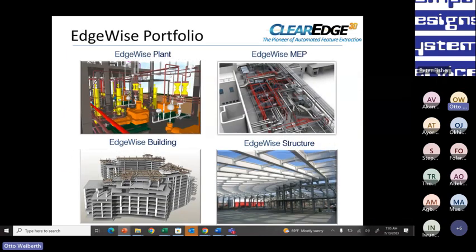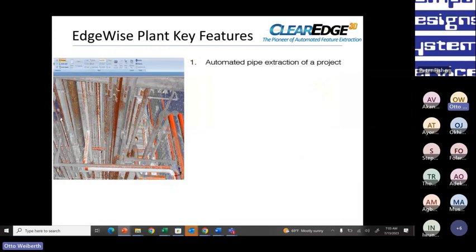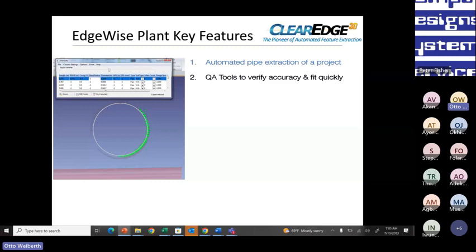Our portfolio really consists of basically 4 modules. Okay, so structure and building, I'll get into in a second. The difference between Plant and MEP is really there's no difference in functionality. The only difference is MEP has been specifically heavily integrated with Revit, and Plant is for all the other applications. Okay. So on the Plant side, we automate the pipe extraction on a project. So we'll automatically extract the piping. We give you QA tools, quality assurance tools, so you could verify the accuracy and do a quick refit if required. Basically, as fast as you could page down, you could check the quality assurance.